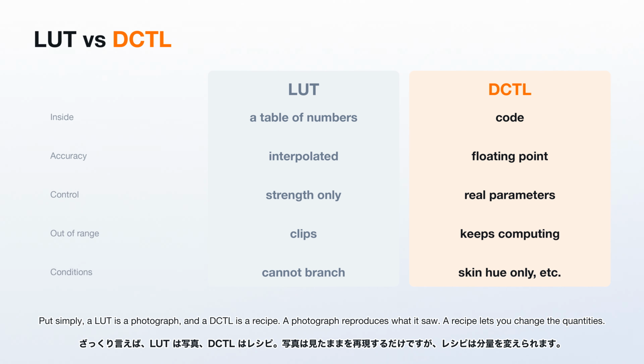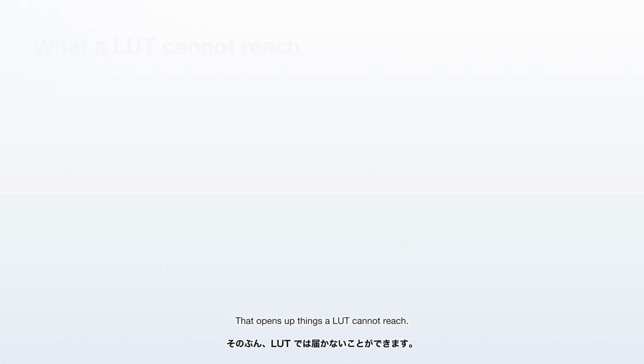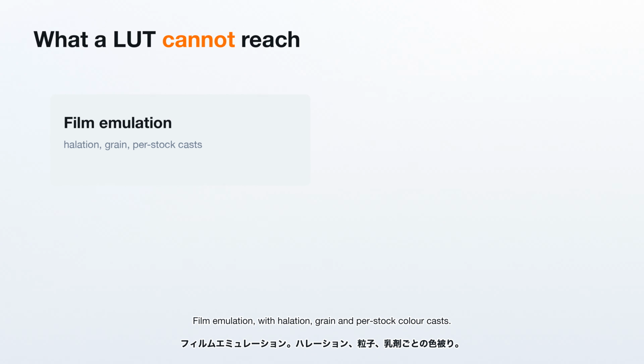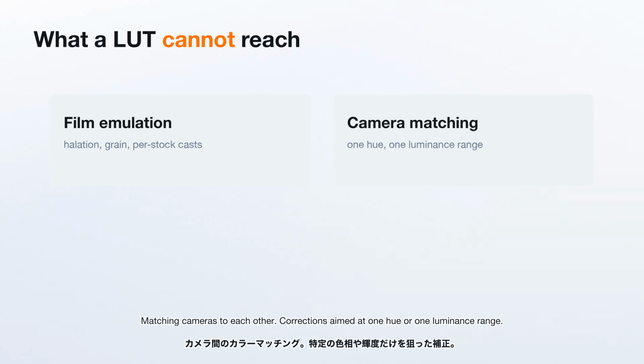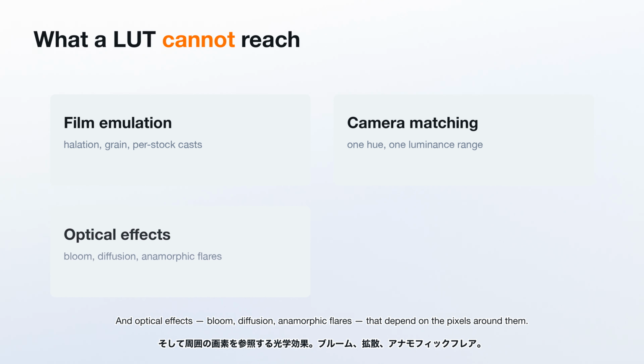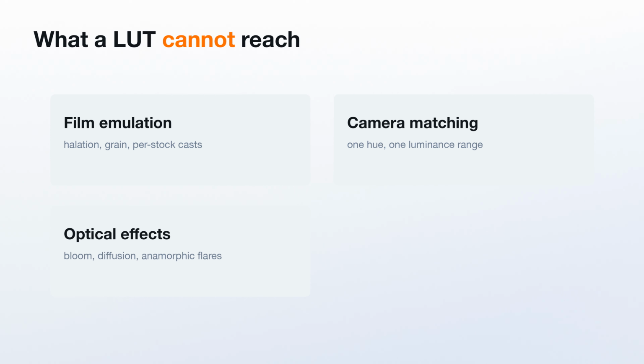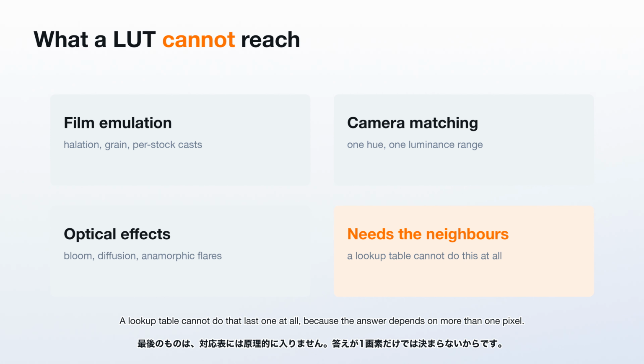Put simply, a LUT is a photograph, and a DCTL is a recipe. A photograph reproduces what it saw. A recipe lets you change the quantities. That opens up things a LUT cannot reach. Film emulation, with halation, grain and per stock color casts. Matching cameras to each other. Corrections aimed at one hue or one luminance range. And optical effects: bloom, diffusion, anamorphic flares that depend on the pixels around them. A lookup table cannot do that last one at all, because the answer depends on more than one pixel.